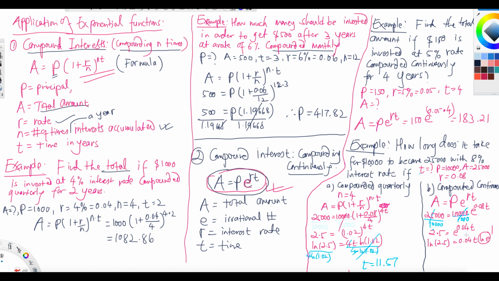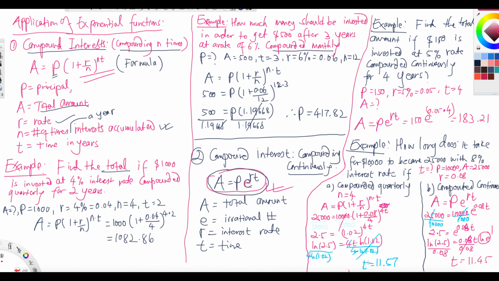So you need to divide by 0.08 on both sides, 0.08. What do you get? You get t equals, because ln e is 1, ln 2.5 over 0.08, you will get 11.45 here.